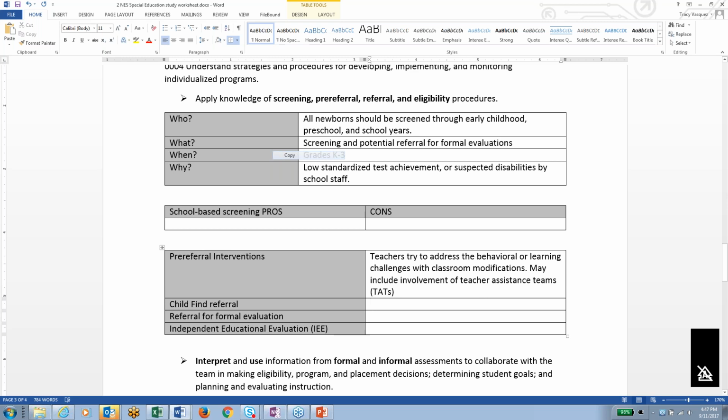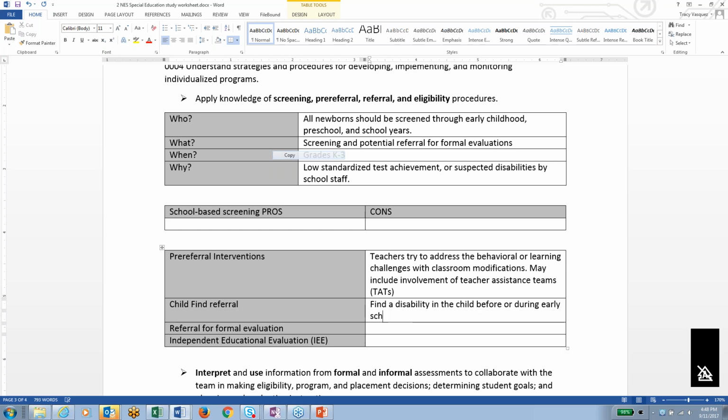Okay, so what is child find referral? Otha? Child find is where they're finding a disability within the child as they are progressing through the school years. Yes, it's actually before or during early school years. But yes, perfect.